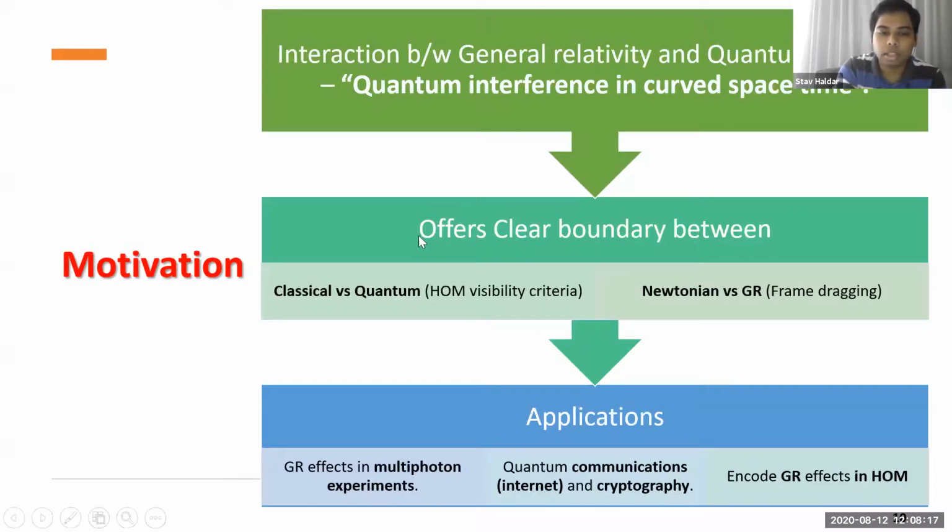Then applications from the practical point of view: as multi-photon experiments get more and more sensitive, you will need to include these GR effects. Although not completely related to what we have done, there is the LIGO experiment, for example, which has become so sensitive that it is actually measuring a general relativistic effect, which is gravitational waves.